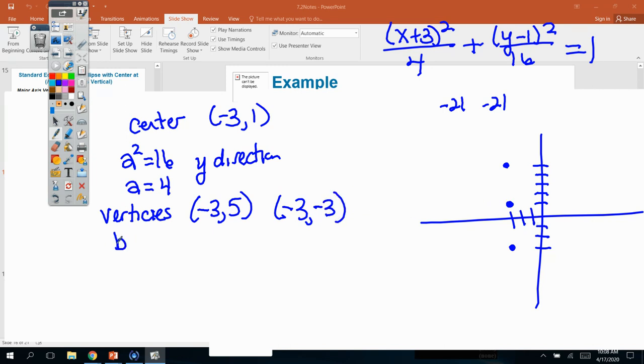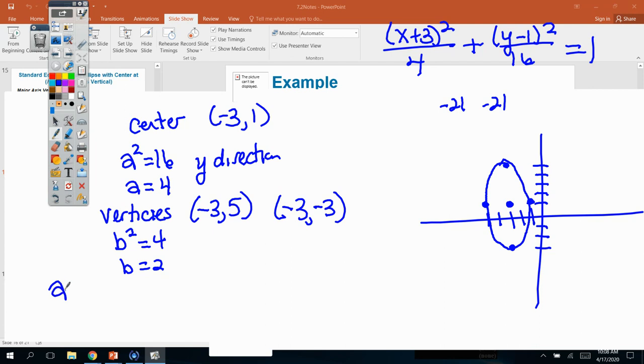Then you have b squared, which tells you the co-vertices is 4. So b equals 2, and that's in the x direction. So there's a co-vertex. They don't usually ask me to tell those on MathLab that I've seen yet. So I'm going to go ahead and draw it. There's my ellipse. Okay. Now I need to put the foci in.